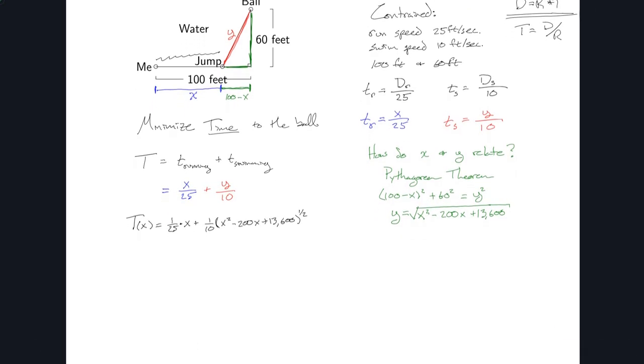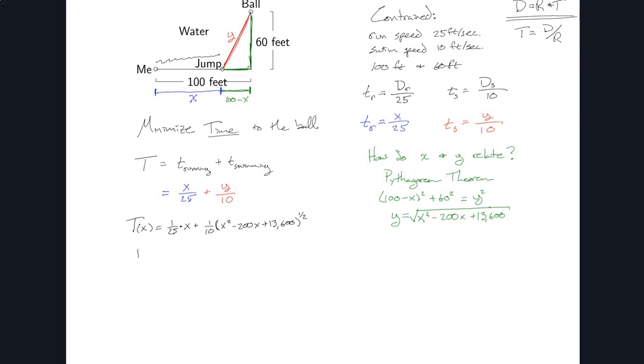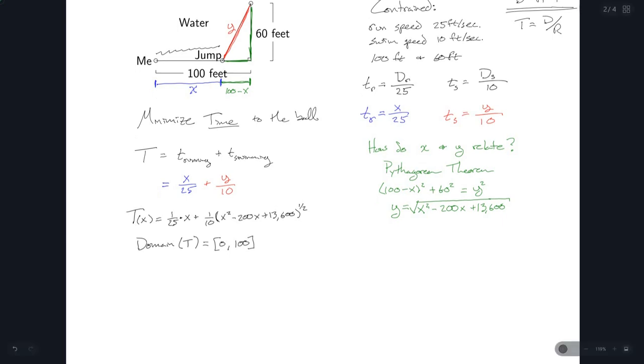But before we do that, let's just think about the domain of our function. Because we want to think about what's the smallest x value and biggest x value that might make any sense. I think the dog jumping into the water immediately, not running at all, so x is 0, would be the smallest number to put in here. And then the biggest would be 100. The dog's not going to run past where the ball is and then go backwards. So we know that our minimum time is going to occur when x falls somewhere between 0 and 100.